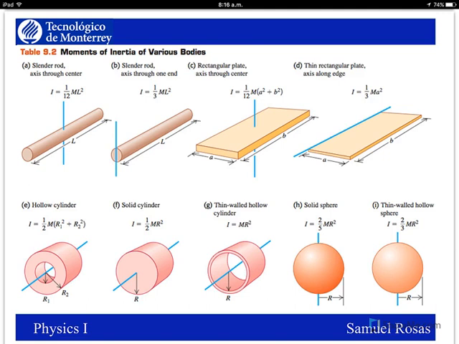So for instance, we have rectangular plates rotating about the center of mass, but also about an axis along the edge. That could be the door, for instance. We also have cylinders and spheres, and you can analyze each and every one of these, and we're going to proceed to how to calculate other moments of inertia with respect to these, if they are not rotating, for instance, about the center of mass.